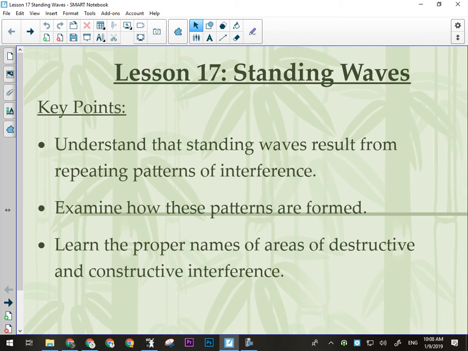We kind of talked about that. It's a matter of there being wave energy. If all the wave energy is the same wavelength, traveling in the same medium, with the same speed and the same frequency, then you're going to get these patterns of interference set up. Then we're going to look at the proper names for areas of destructive and constructive interference, and then some problem solving to do with standing waves, air columns in particular. So that's what we'll be looking at today.